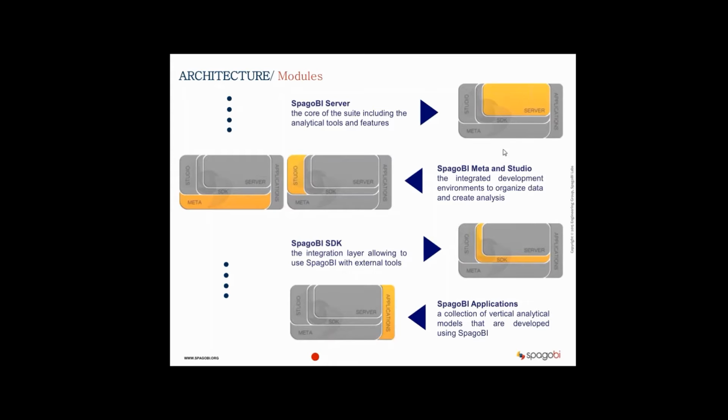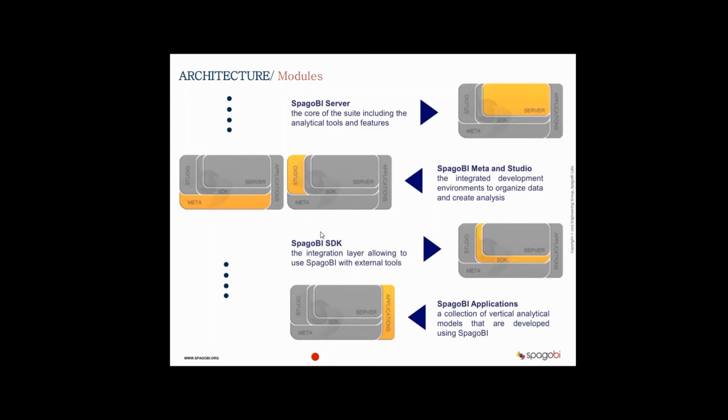Then we have the Meta and the Studio. The Meta is the environment to create and manage metadata models, which represent a data domain and abstract from the underlying data structures. This module is dedicated to BI developers and data owners. The SpagoBI Studio is the environment to develop all kinds of analysis, which are then made available to the final users. So here you can develop reports and charts and so on, for instance. This module is also dedicated to BI developers and offers a visual environment for the creation of these analytical documents and all the functionalities to release them on the server.